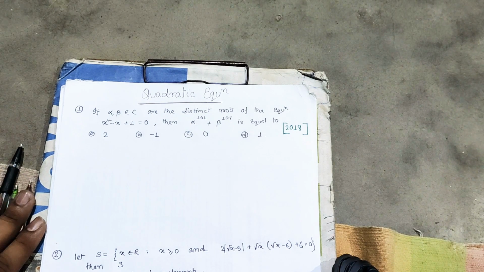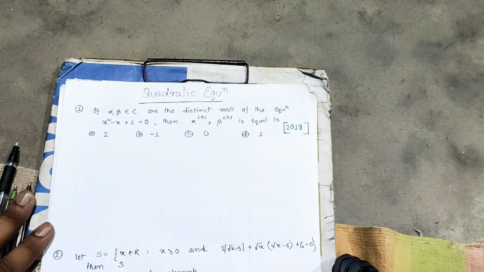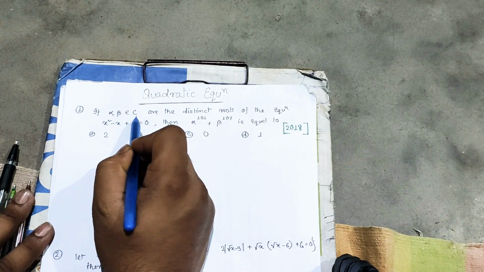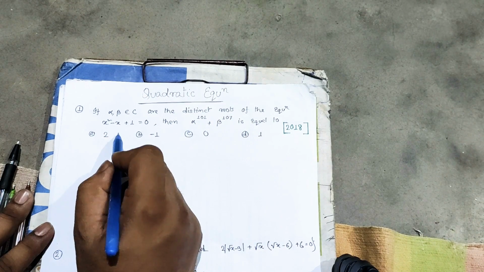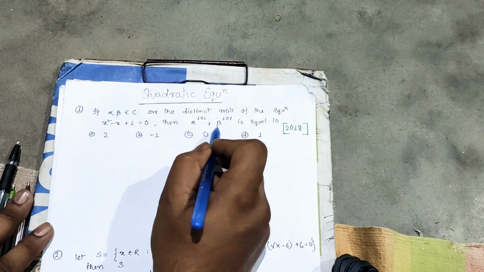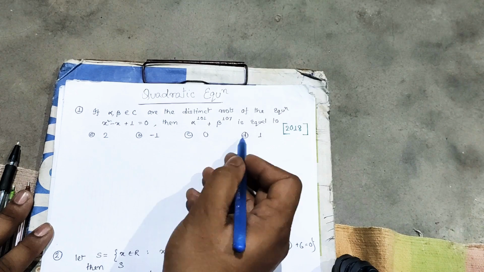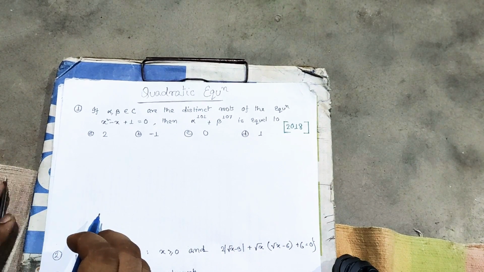So it's the second video on the series of JEE Main previous year's problem series, and the topic is quadratic equation. So let's come to the questions. The first question is, alpha beta belongs to C, that means complex number, are the distinct roots of the equation x square minus x plus 1 equals to 0. Then alpha raised to the power 101 plus beta raised to the power 107 is equals to 2, minus 1, 0 and 1. So it was asked in JEE Main 2018. So let us solve.